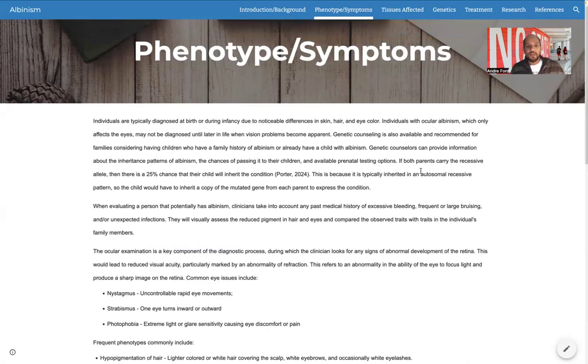Oh, and also as far as inheriting albinism, you can go through genetic testing. It's a recessive trait. So both the parents that plan to have a child, they can go through genetic testing, to see what are the chances of their child inheriting it. Especially if they already have a child with albinism, they would probably like to go through this. There's a 25% chance that they will have a child with albinism if they both carry the recessive trait.